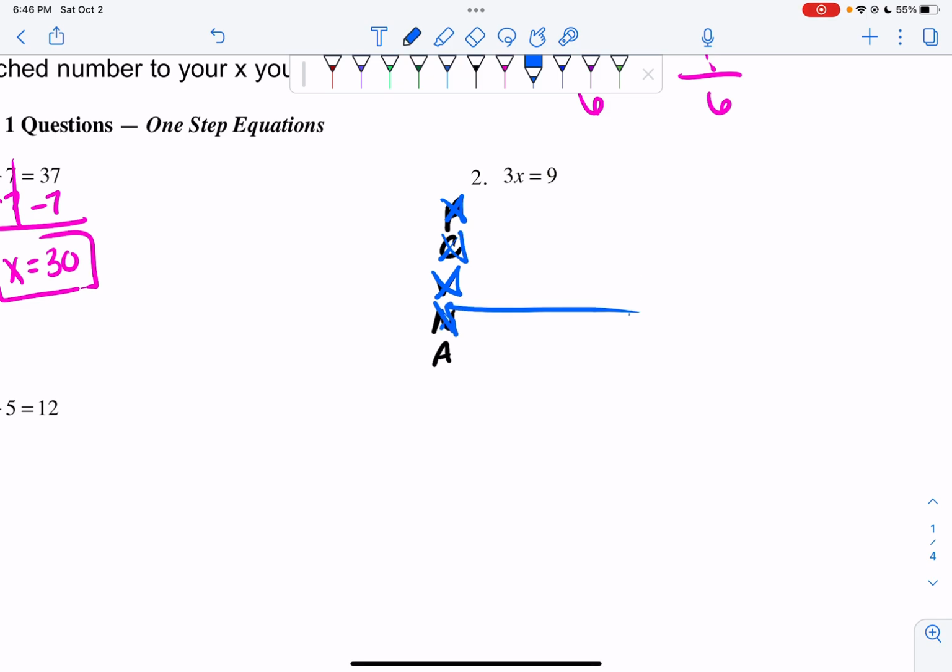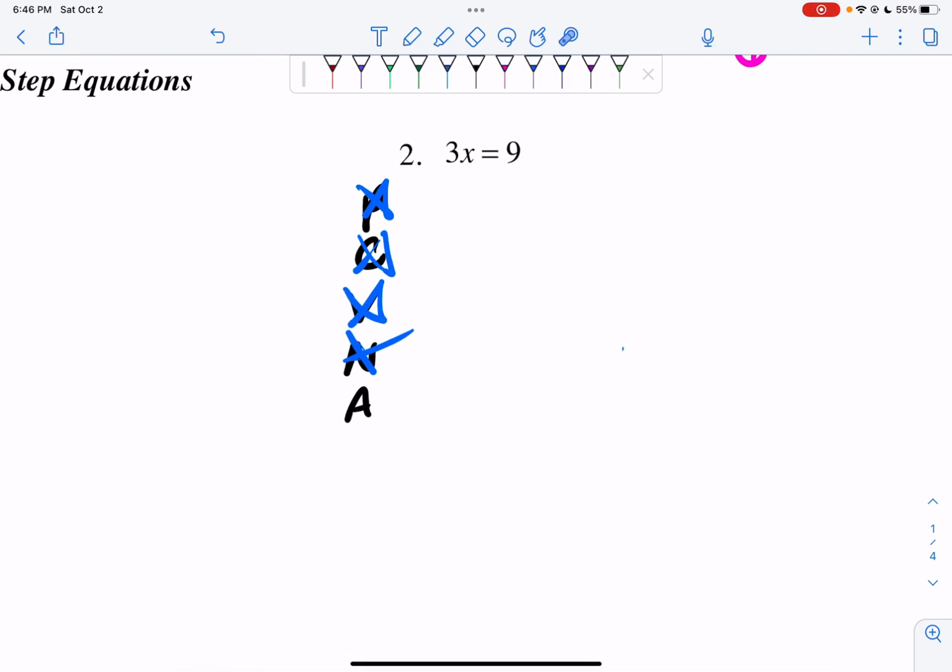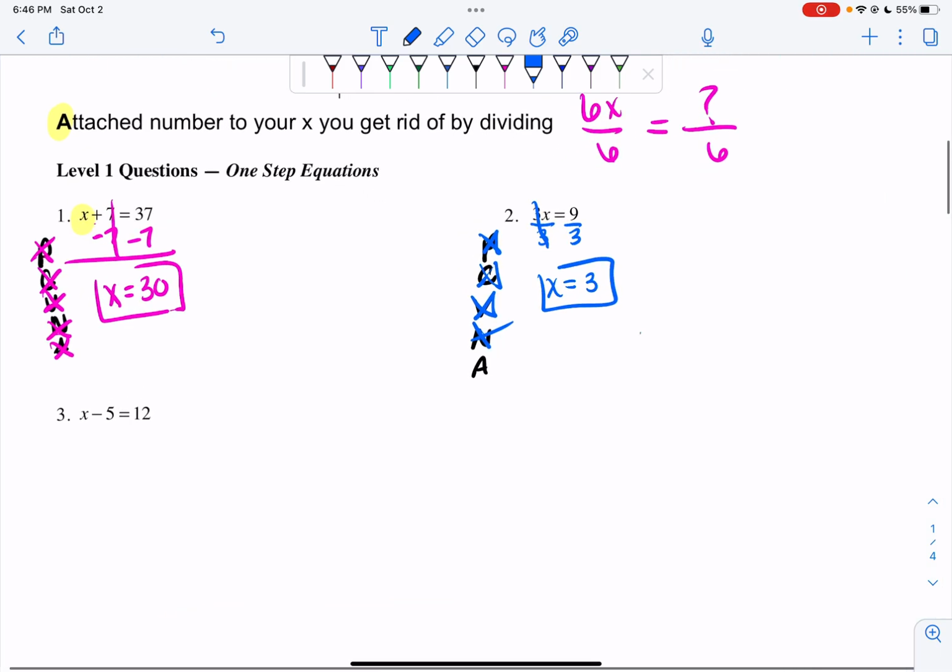So I need to get rid of the 3 that's attached to my x. To do that, I need to ask myself what's going on between 3 and my x. There is no addition, no subtraction, no division, so it's multiplication. So I need to ask myself how I can cancel out that multiplication, and I would do that by using division. So I'm going to divide by 3 on both sides of my equation. So 9 divided by 3 is 3. So my final answer is x equals 3.